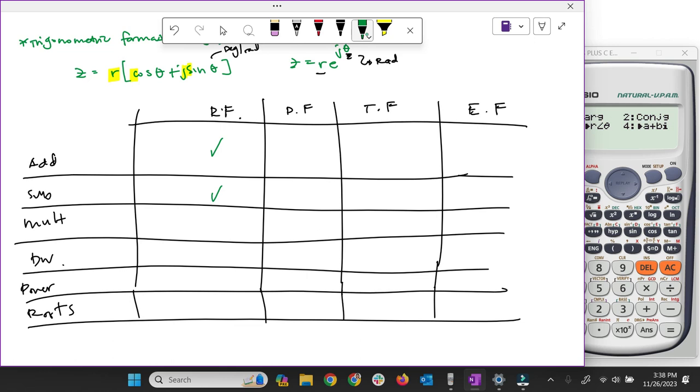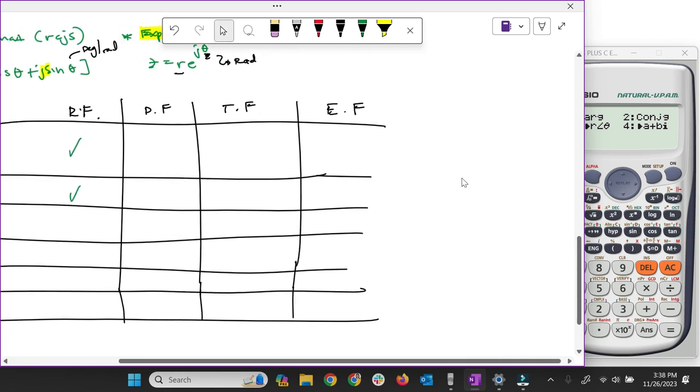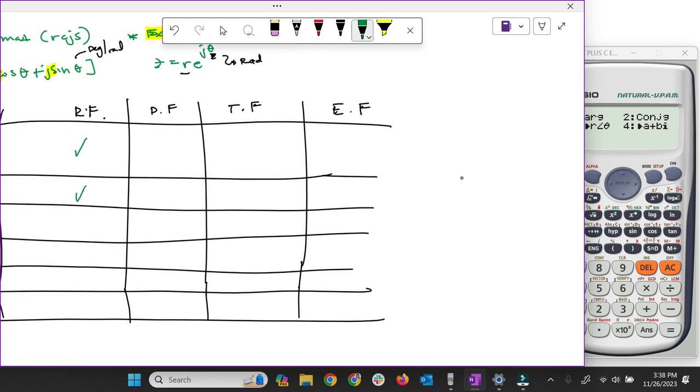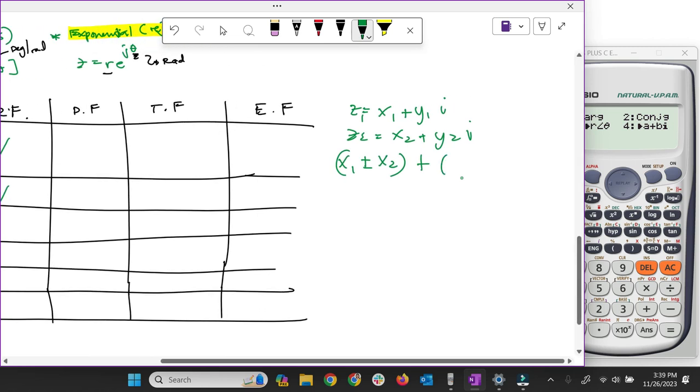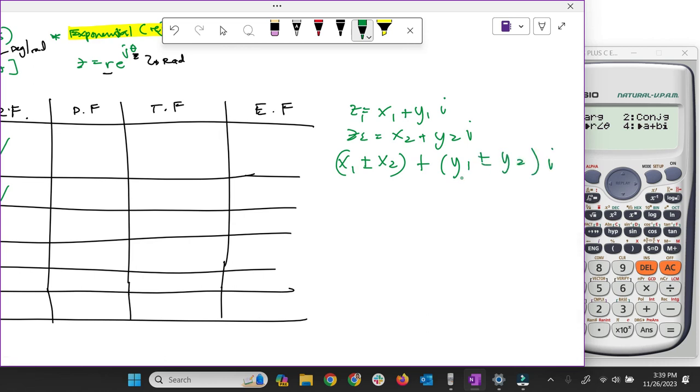Okay? So, bakit? Kasi, for example, I have here the first complex number. So, this will be x sub 1 plus y sub 1i. And then z sub 2 is equal to x sub 2 plus y sub 2i. So, in order for us to either add or subtract the two complex numbers, you simply add or subtract the real numbers. So, this will be x sub 1 plus minus x sub 2 plus, lagi po yung plus, y sub 1 plus minus y sub 2i.